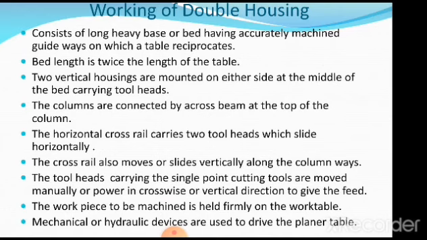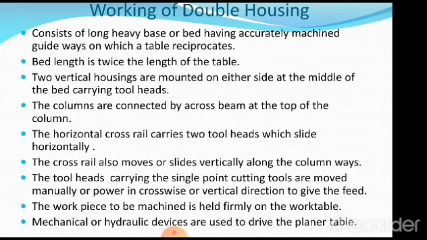It consists of a long heavy base or bed having accurately machined guideways on which a table reciprocates. The very important concept is that the bed is considered the main supporting element in all machines. Similarly, the same concept is applied for planers, and the top surface of the bed is provided with different types of guideway sections which we have discussed, especially the dovetail and friction guideways, which you will also see on the lathe bed surfaces.